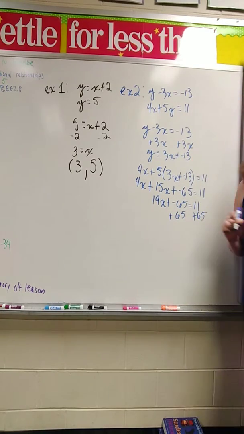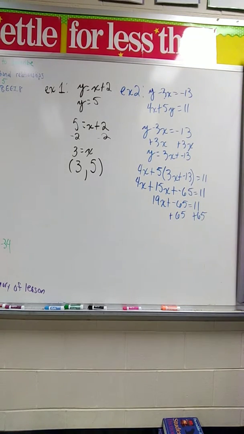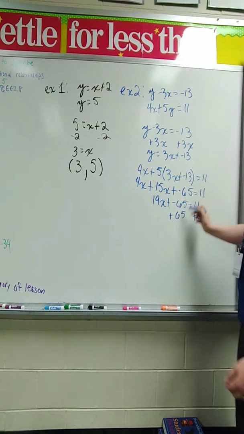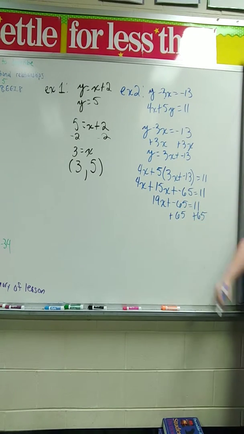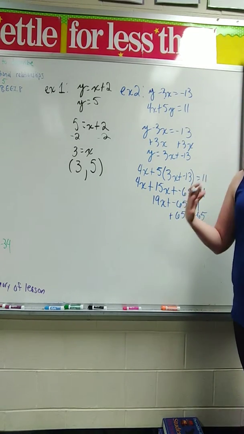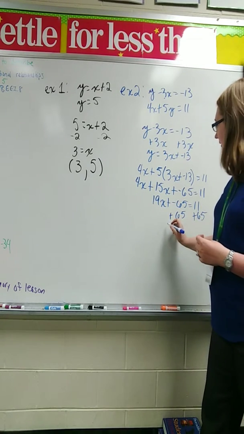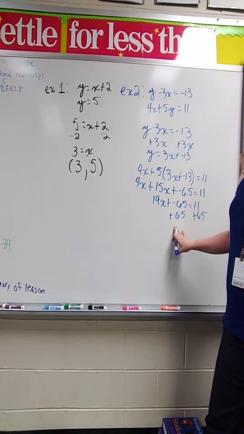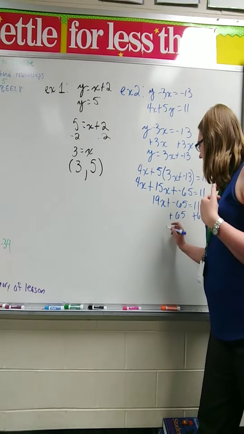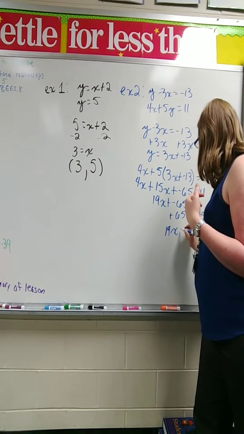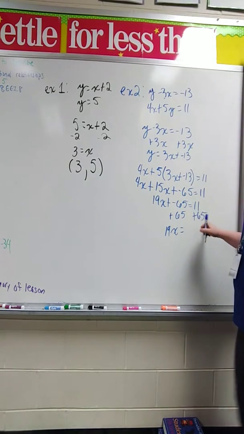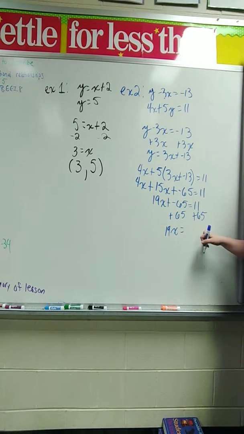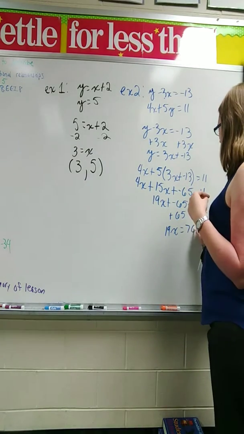Why am I adding and not subtracting? Because it's negative. To eliminate a negative 65, I have to add a positive 65. That creates that zero pair. Okay? 19x plus negative 65 plus 65 is 19x, equals 11 plus 65 is 76. It's okay.